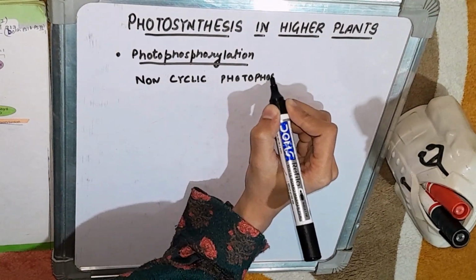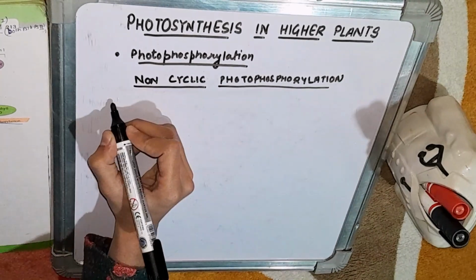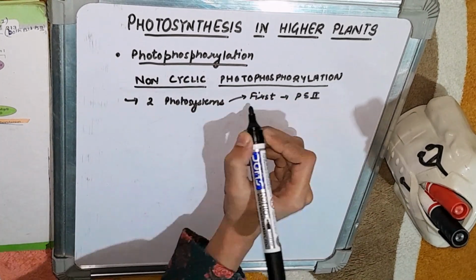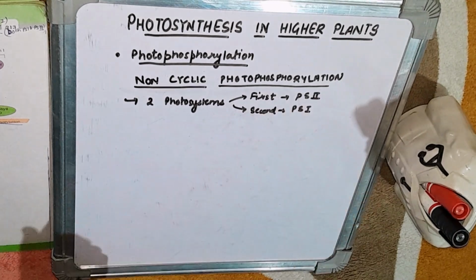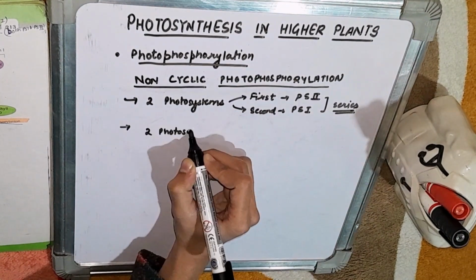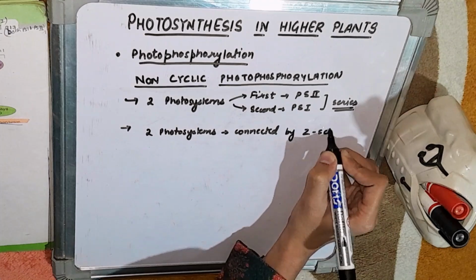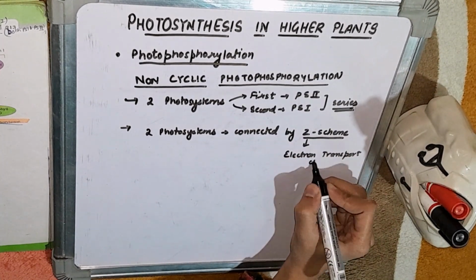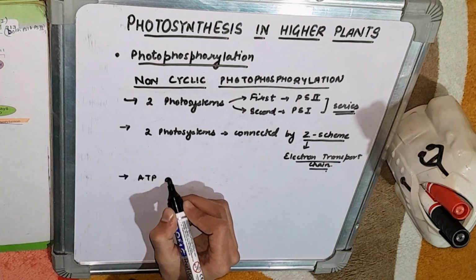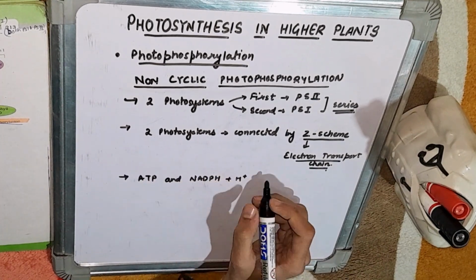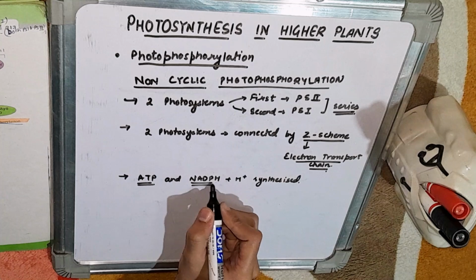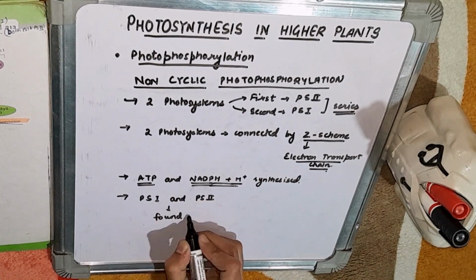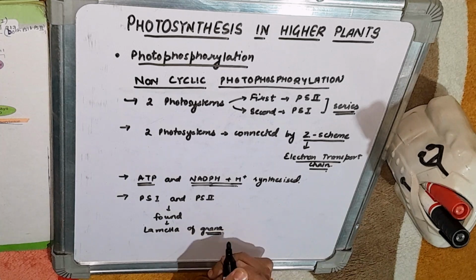First, non-cyclic photophosphorylation. As we already discussed, there are two photosystems. First is your PS2 and second one is your PS1. These two photosystems work in series. They are connected by the Z scheme, and this is known as the electron transport chain. The ATP and NADPH plus H plus are synthesized in non-cyclic photophosphorylation. Both PS1 and PS2 are found in the lamella of the grana.